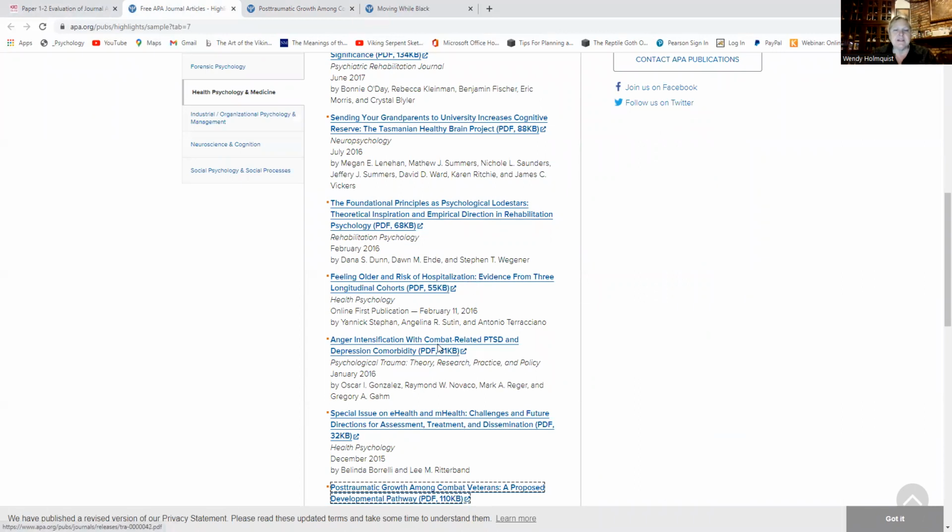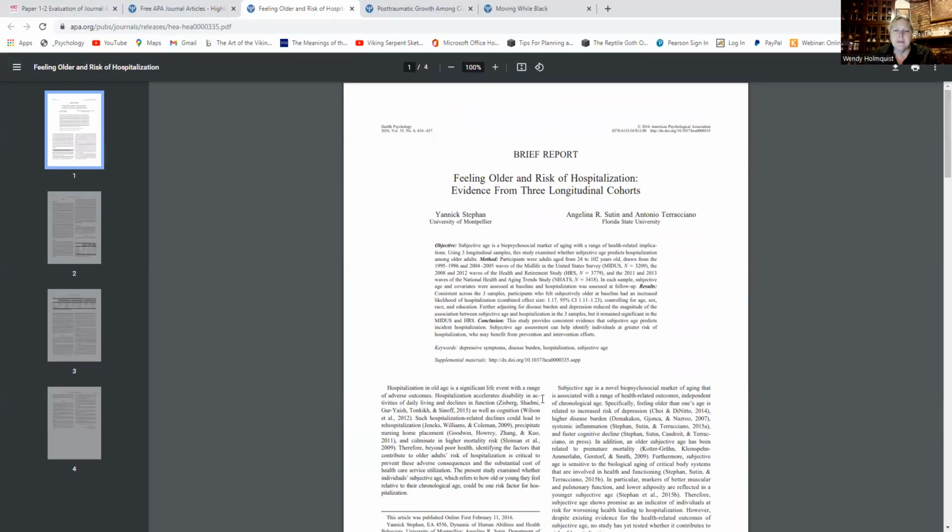Here's anger intensification with combat related PTSD. That's another one that definitely can be used, but some of the stuff is a little more complicated, but that one's a pretty good paper as well. Feeling older and risk of hospitalization, evidence from 3 longitudinal cohorts. So they looked at 3 different cohorts of people longitudinally over a long period of time.